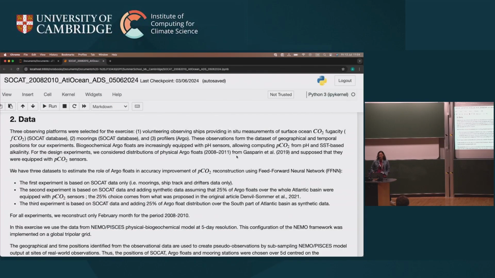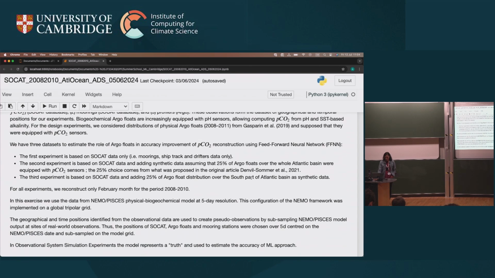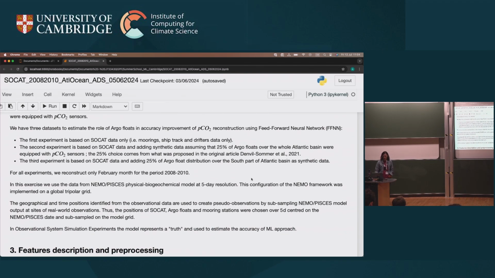Use a synthetic Argo distribution. It's a distribution that was created by Gasparini et al. in 2019, and it's based on the existing Argo distribution that represents something like 3 by 3 degrees. Here we suppose that all these Argo profilers were equipped with pCO2 sensors. And we will have 3 data sets, for 3 different experiments.